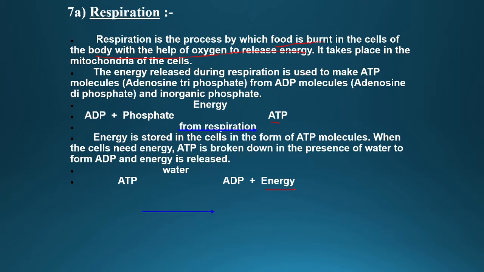It is in the respiration process where energy is released in the form of ATP, which is adenosine triphosphate, and ADP molecules, which is adenosine diphosphate. And guys, this is the equation: ADP, adenosine diphosphate, plus phosphate in the presence of energy gives ATP. Then energy is stored in the cells in the form of ATP molecules. When the cells need energy, ATP is broken down in the presence of water to form ADP, and energy is released.